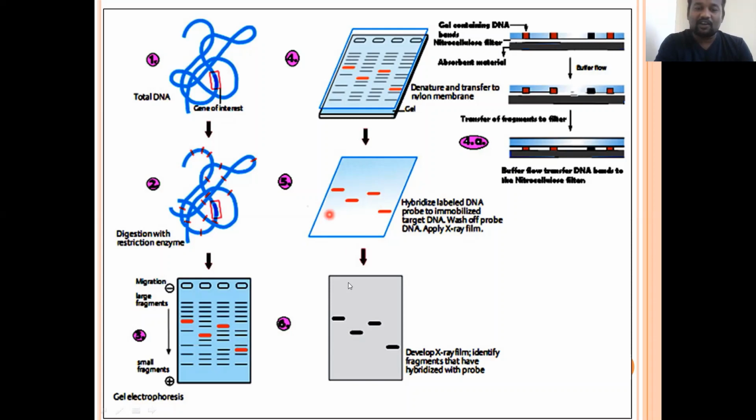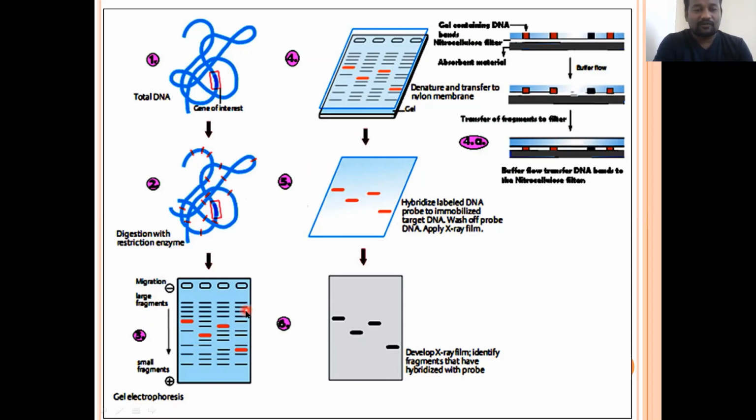After detection, there will be autoradiography, that means development of film or identification of the particular DNA or RNA of interest. We may also call it by other names, such as gel documentation system. So the entire blotting process includes digestion, cutting into small fragments, then electrophoresis, then transfer onto the membrane, then detection, then identification. So these are the common steps involved in the blotting techniques.